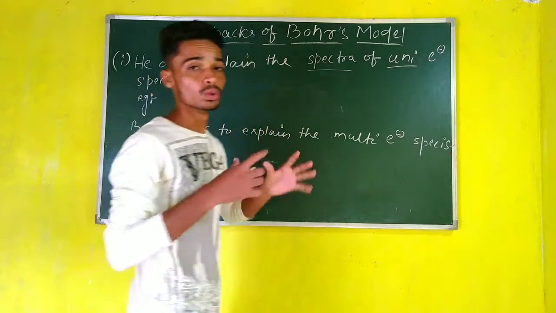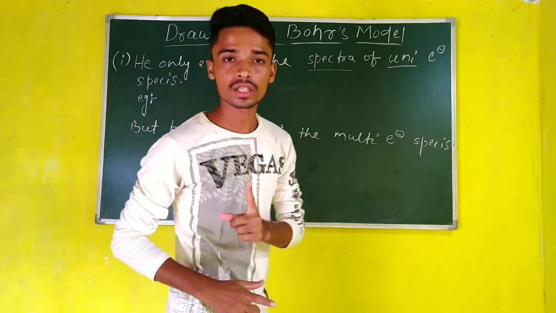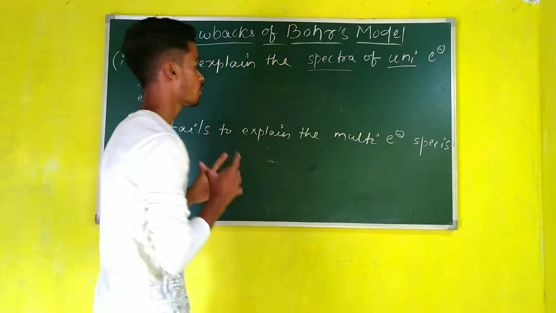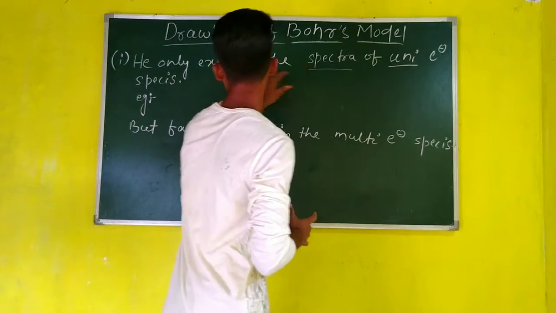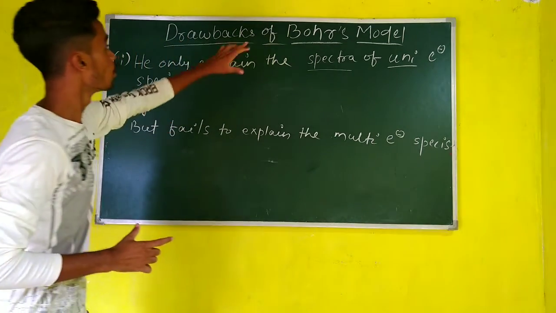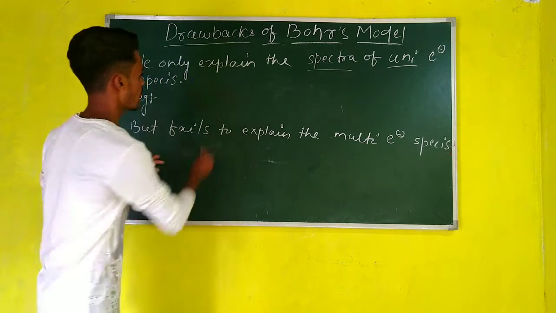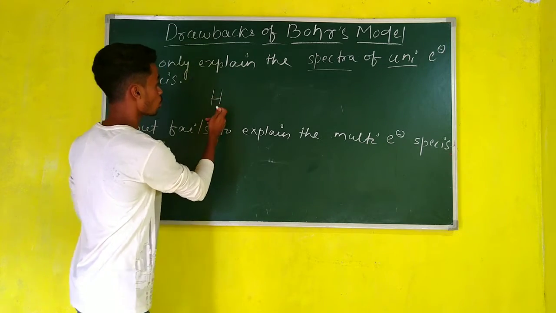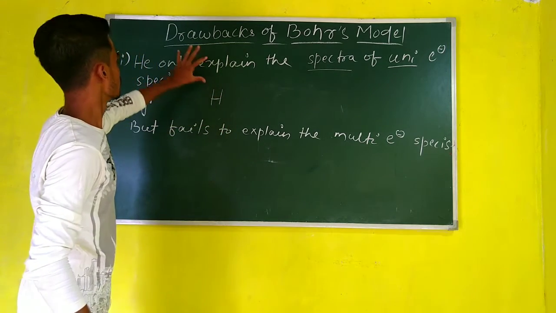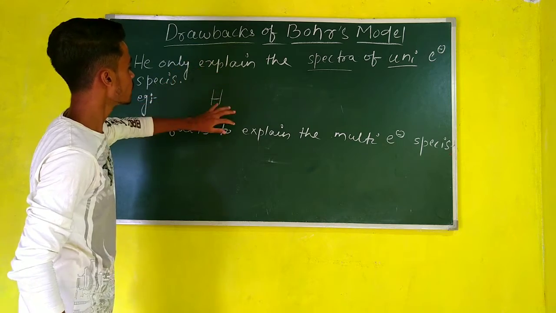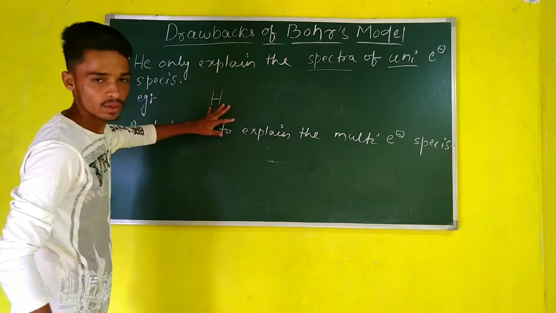The atoms which contain only one electron, the spectra of those one-electron atoms Bohr explained. Uni-electron means, students, for example, hydrogen contains one electron. So Bohr explained the spectra of the hydrogen atom.